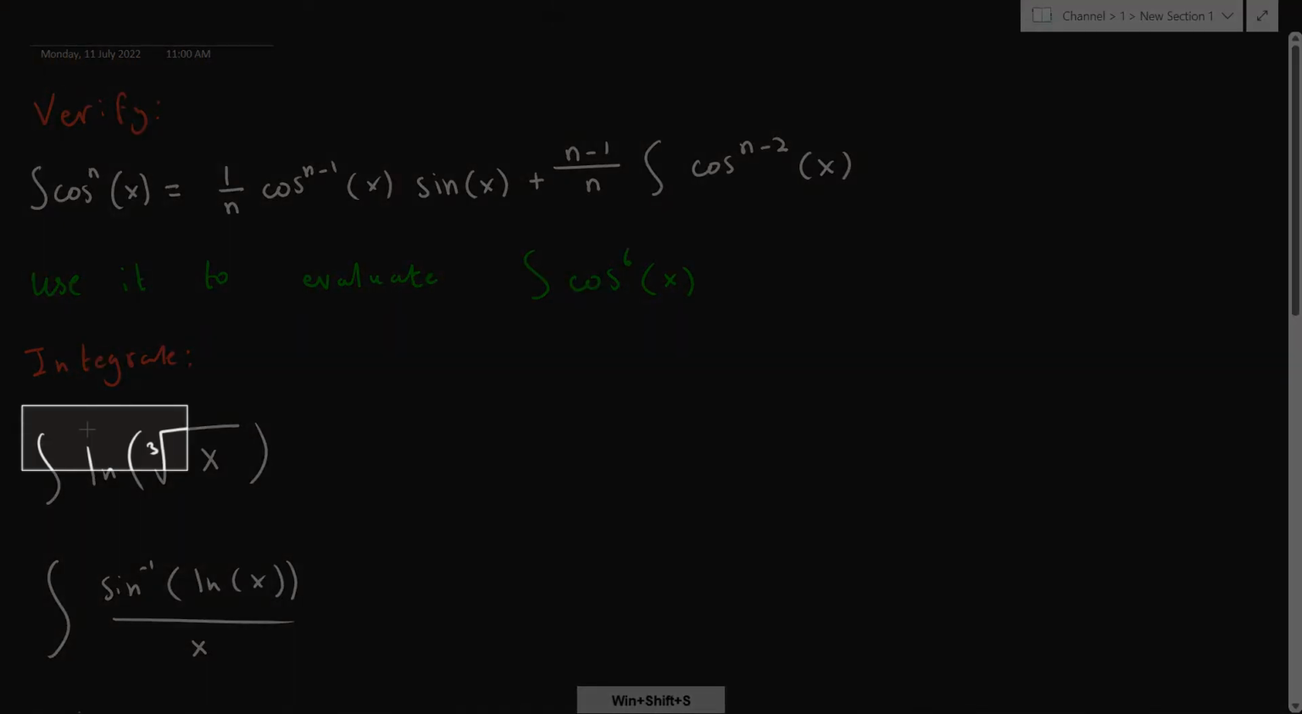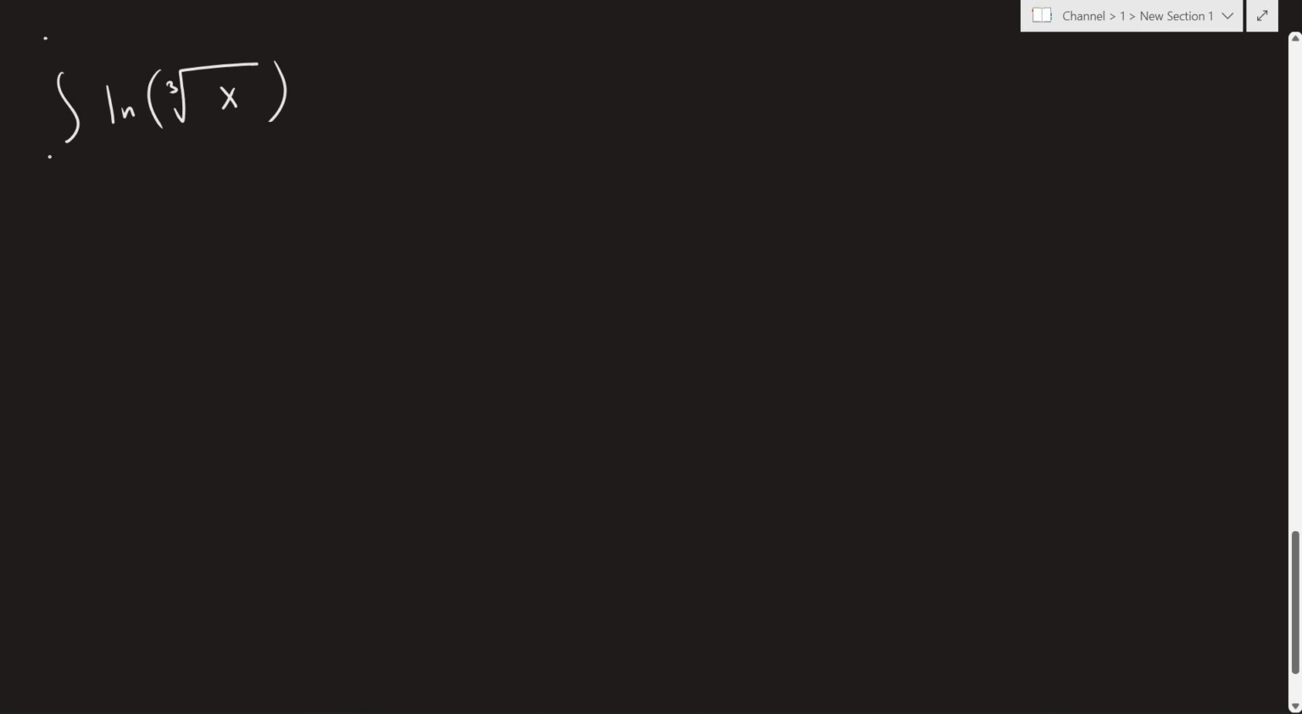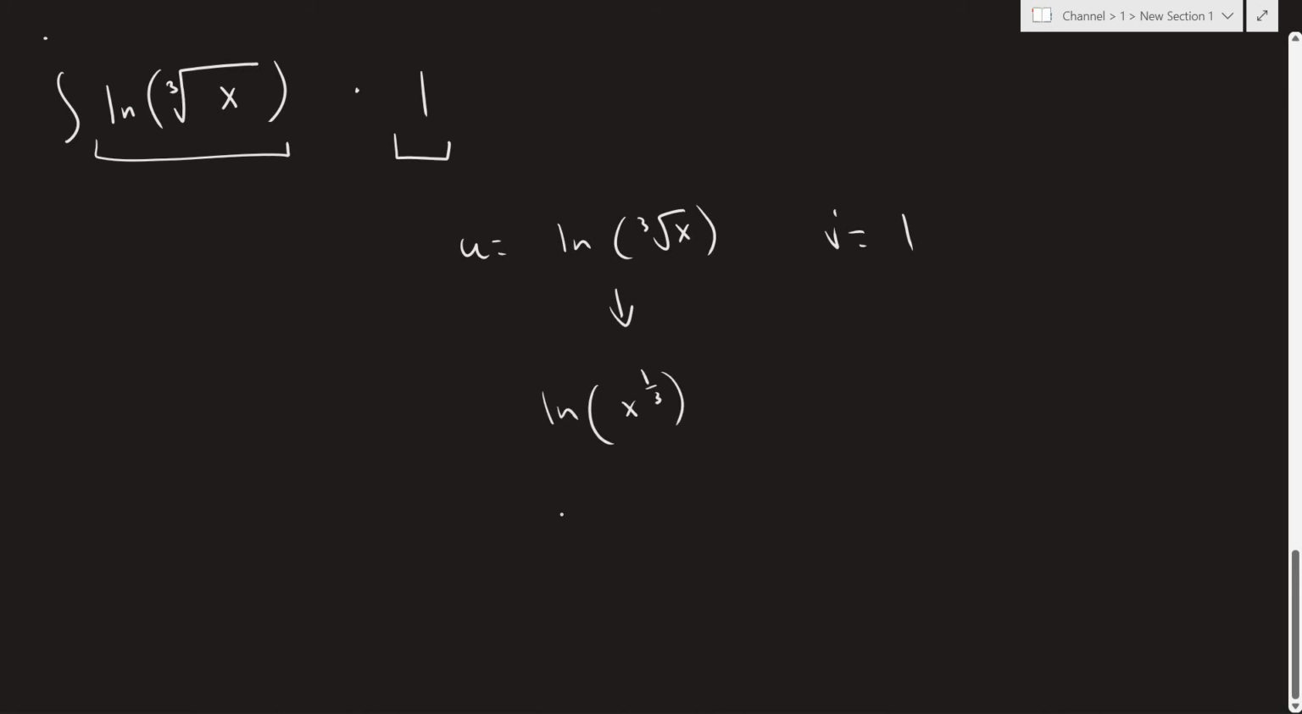We have the integration of ln 3 root x. All right, so the first thing is I cannot integrate this. So what I'll do is I'll multiply by 1 so I can use the integration by parts. I have now 2 parts and I can integrate. So u will be ln 3 root x, while v prime will equal to 1. Now we can rewrite this as ln x power 1 over 3. 1 over 3 can also drop down, so it's going to be ln x times 1 over 3.